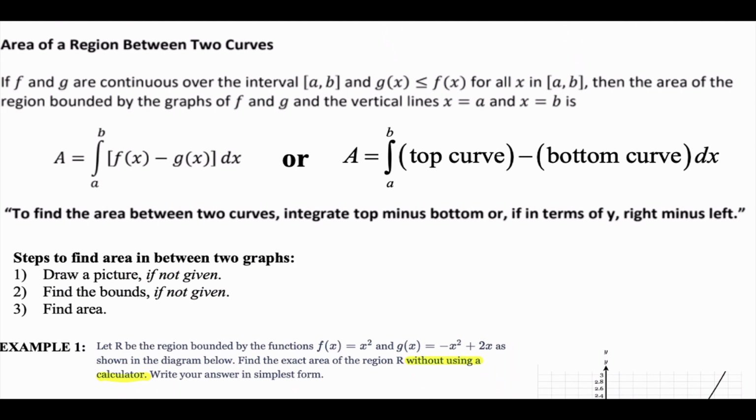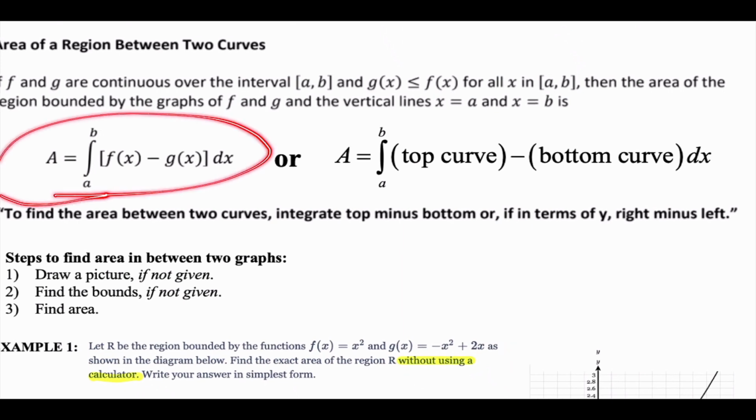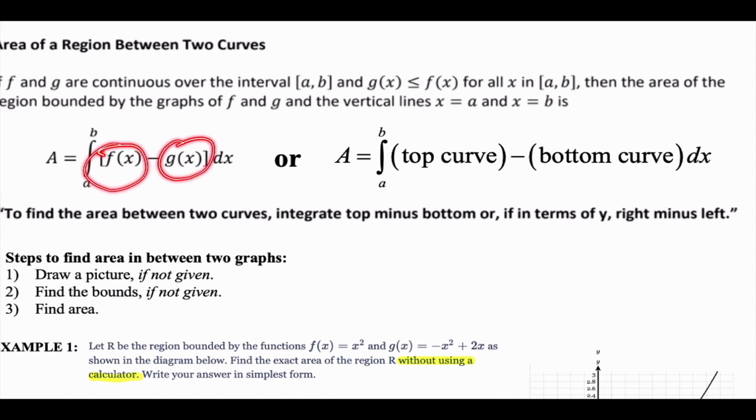So, how do we do it? Well, if f and g are continuous over an interval, and g is less than f, so g is smaller than f. What do I mean by smaller? Has lower y values, smaller y values, for all x, then for the area, we could use this. If g has bigger y values, then we would just switch them. Whichever one has bigger y values goes first.